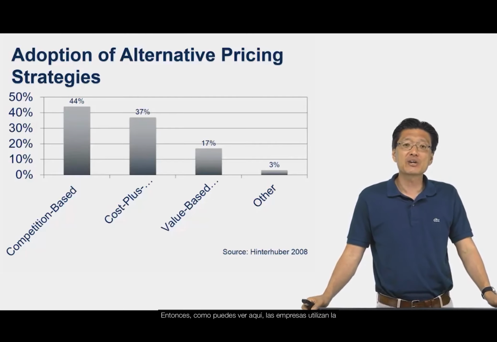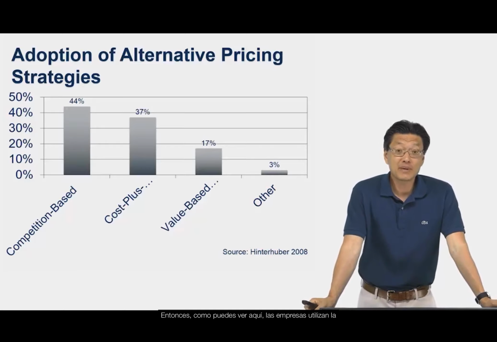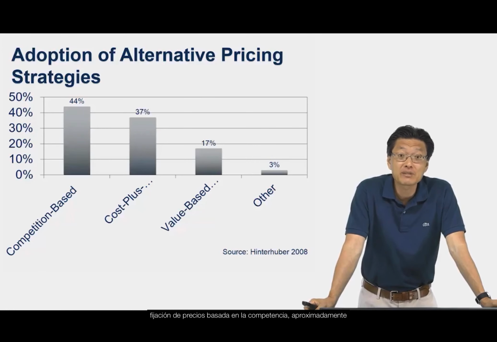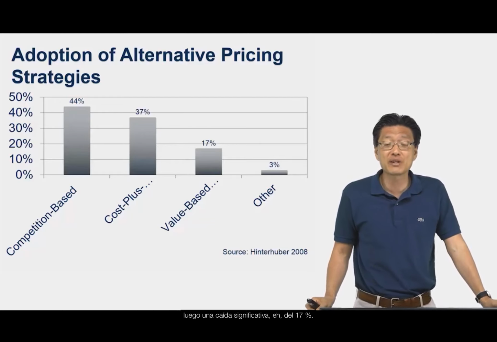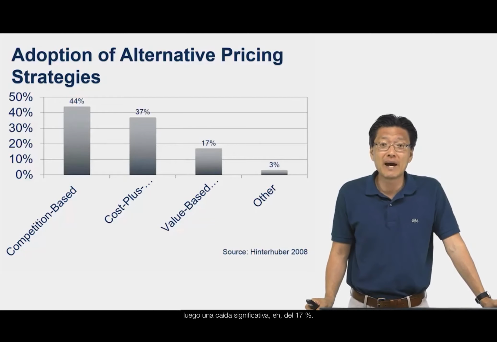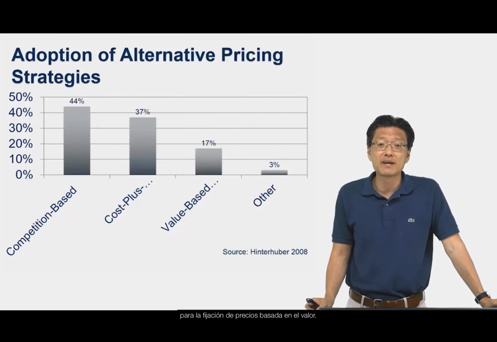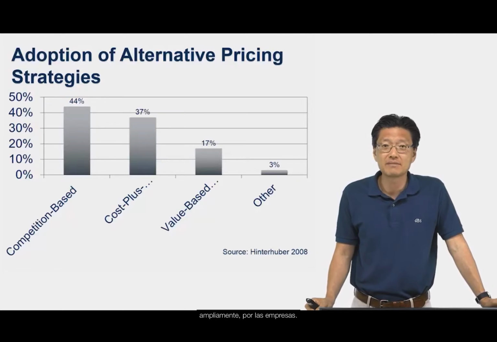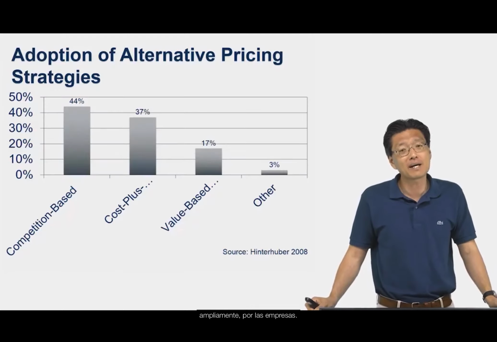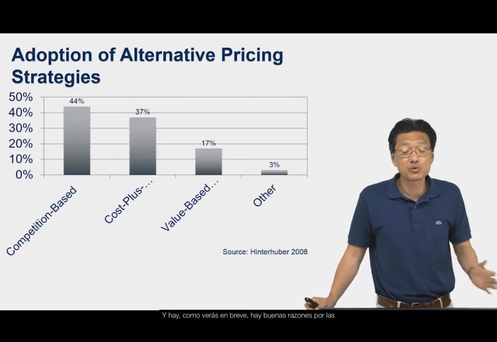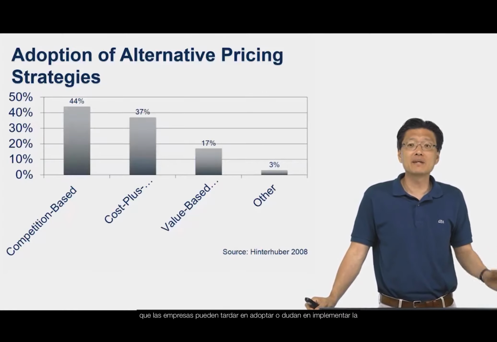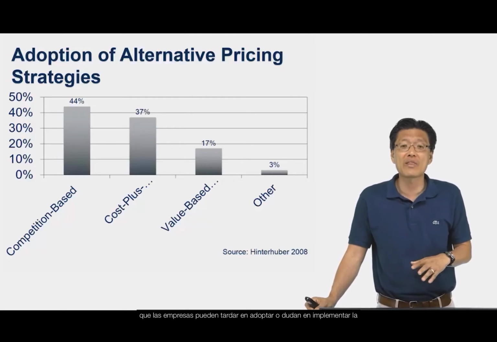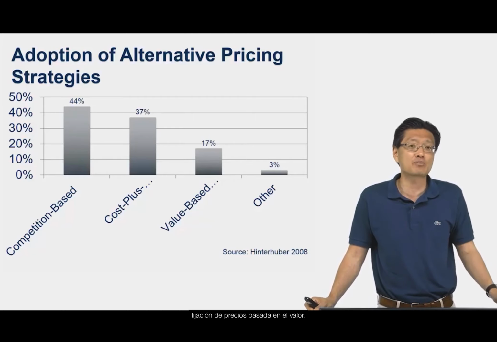So as you can see here, companies use competition-based pricing approximately 44% of the time, followed by cost-plus pricing, and then a significant dip at 17% for value-based pricing. So value-based pricing is not used widely by companies, and, as we'll see shortly, there are good reasons for why companies may be slow to adopt or hesitant in implementing value-based pricing.